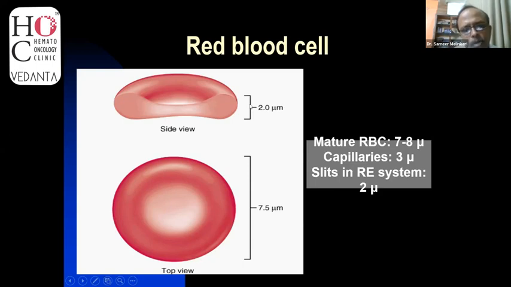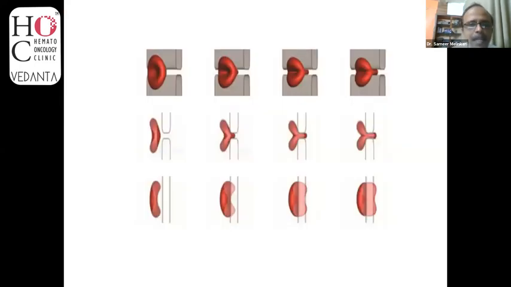So imagine when this RBC has to go through capillaries, it has to really squeeze itself inside, especially in the RE system. And many times this is what happens. So these are slits in the reticuloendothelial system, and an RBC has to pass through this. Okay, so it has to literally squeeze itself through it many a times. And unless the RBC wall is really deformable, it cannot pass through this.